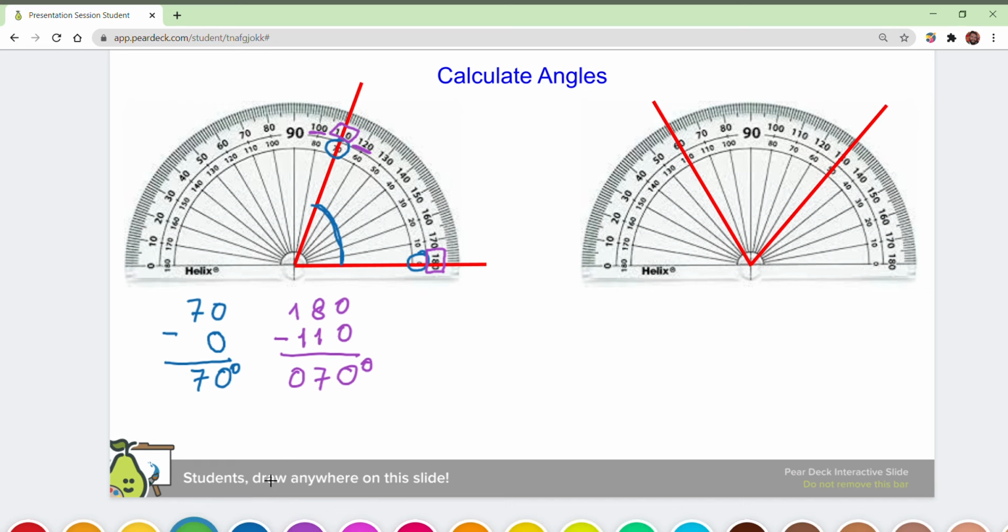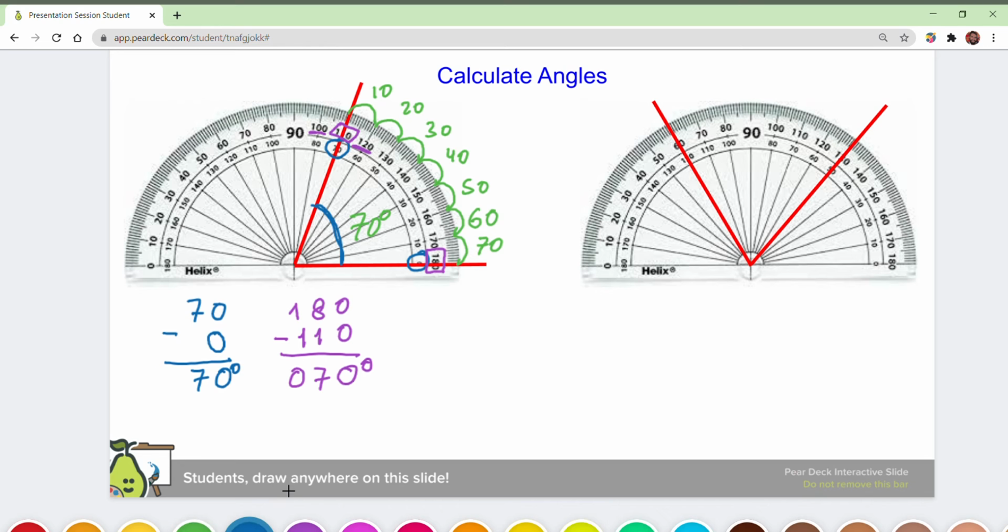Last strategy we are going to use is only skip counting. We know that every long line represents 10. So from 110 to 120 goes 10 degrees. So 10, 20, 30, 40, 50, 60, and 70. So 70 degrees is my angle.